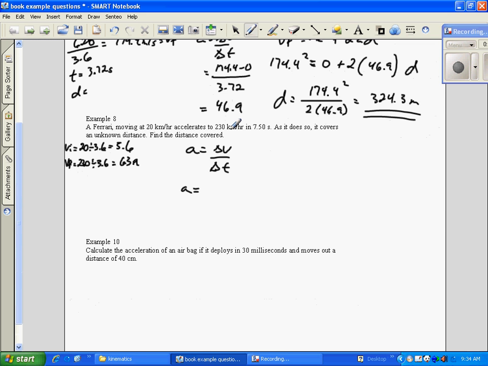So this is going to be 63.9 minus 5.6 all over 7.5, which gives us 7.77. Here's where that 7.77 comes in. Okay, now you can go to the formula. Vf squared equals Vi squared plus 2AD.